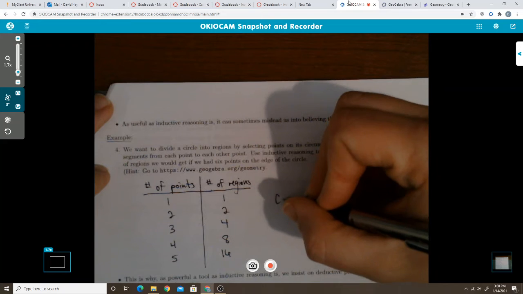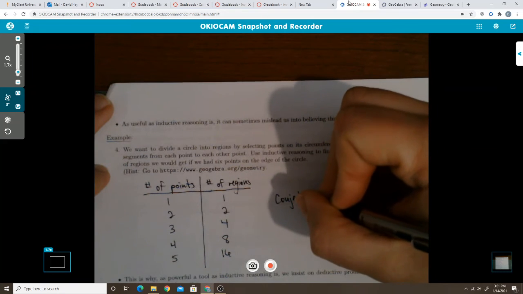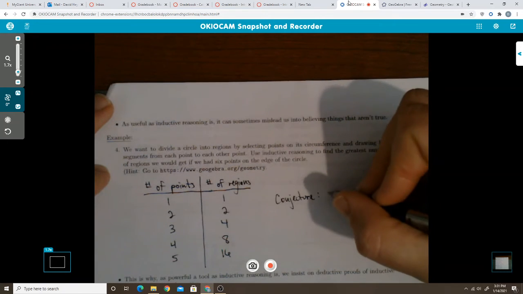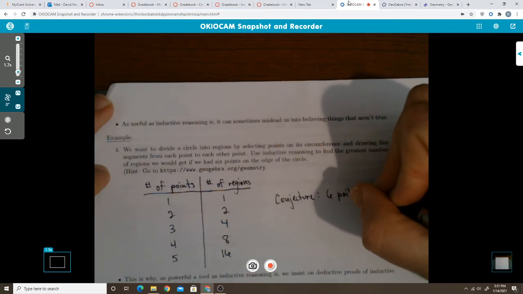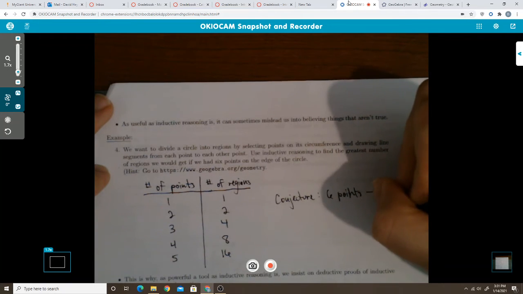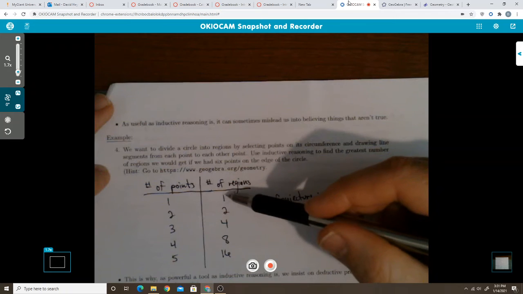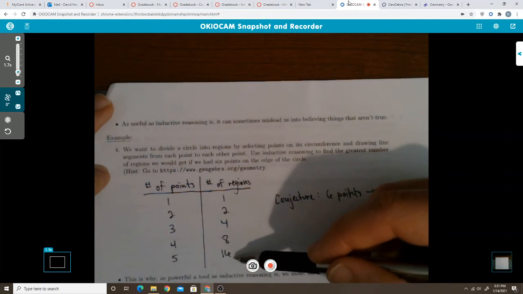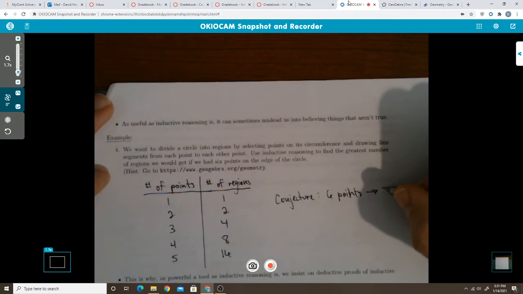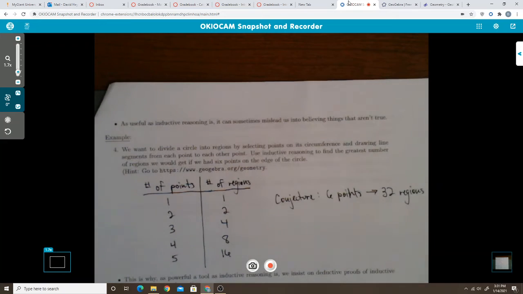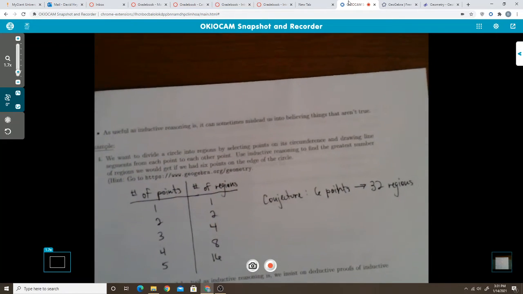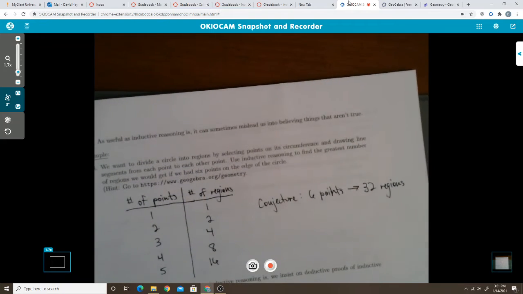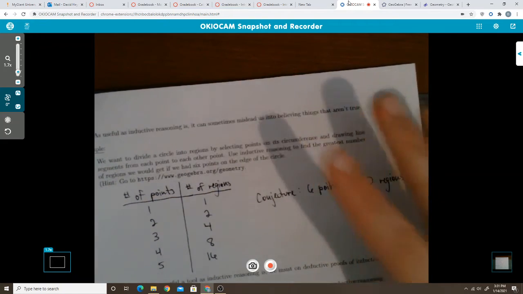So our conjecture, 6 points would give us, we had 1, 2, 4, 8, 16, so it's doubling each time. So if we had 6 points, if we doubled 16 again, we would get 32. Okay, so that's the logical conjecture that you would arrive at based on inductive reasoning. Okay, problem is that's not correct.